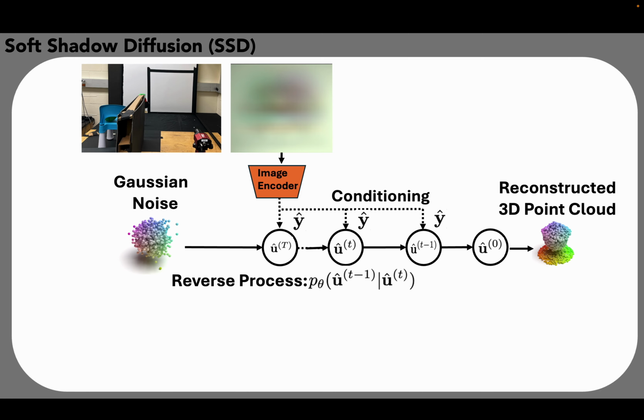At inference, we encode the soft shadow photograph into a latent y-hat. We then pass the latent as a conditioning through a series of iterative reverse processes of the diffusion model. Starting from a random initialization of Gaussian noise, the model reconstructs the 3D point cloud of the occluding component.